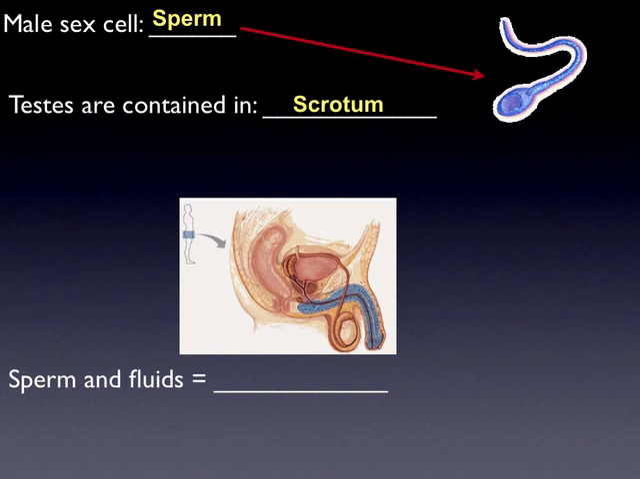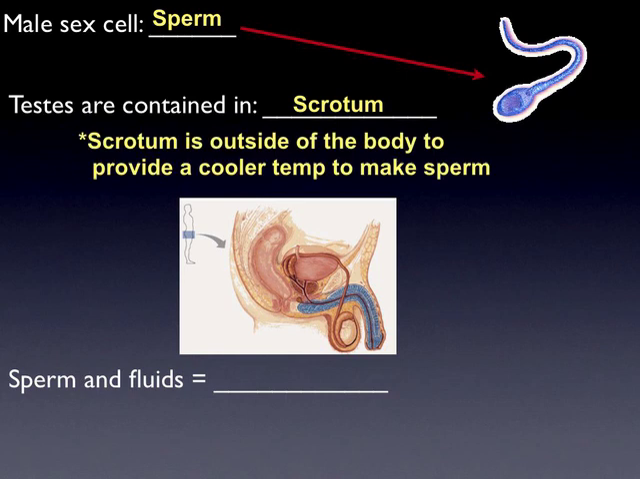Did you guys talk about why that's the case? Because if the sperm are too hot, they'll die. Yeah, sperm are best produced at temperatures lower than normal body temperature. Normal body temperature is 98.6. For sperm cells to be created and live and do well, they need to be a few degrees cooler. So they're actually outside of the body in the scrotum to provide a slightly cooler temperature.